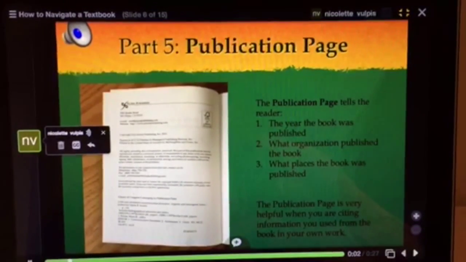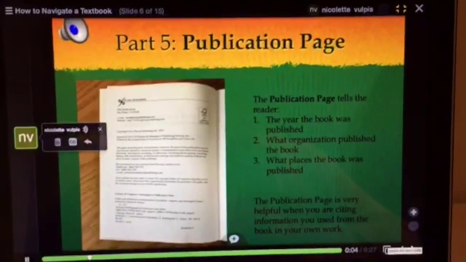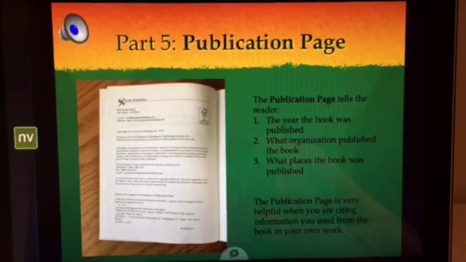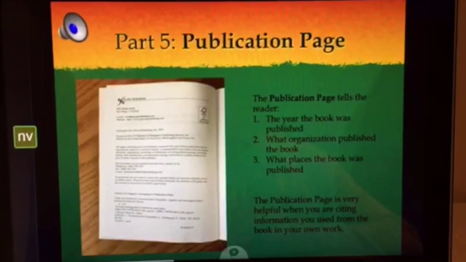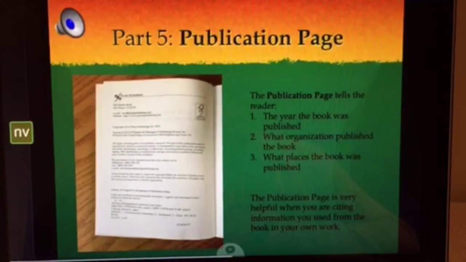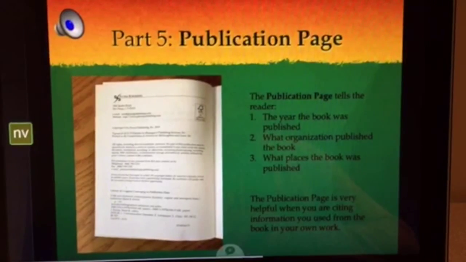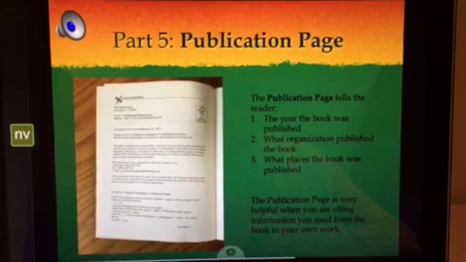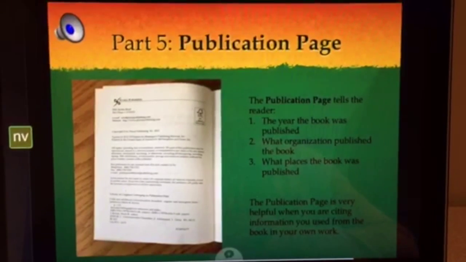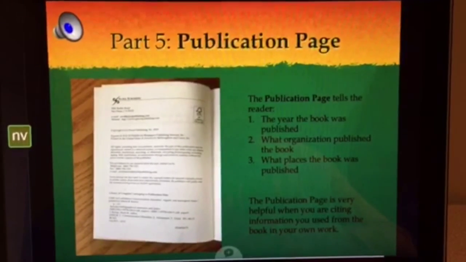When you turn the page again, the next page you will see is the publication page on the left side. The publication page tells the reader the year the book was published, what organization published the book, and what places the book was published in. The publication page is very helpful when you are citing information you use from the book in one of your works.